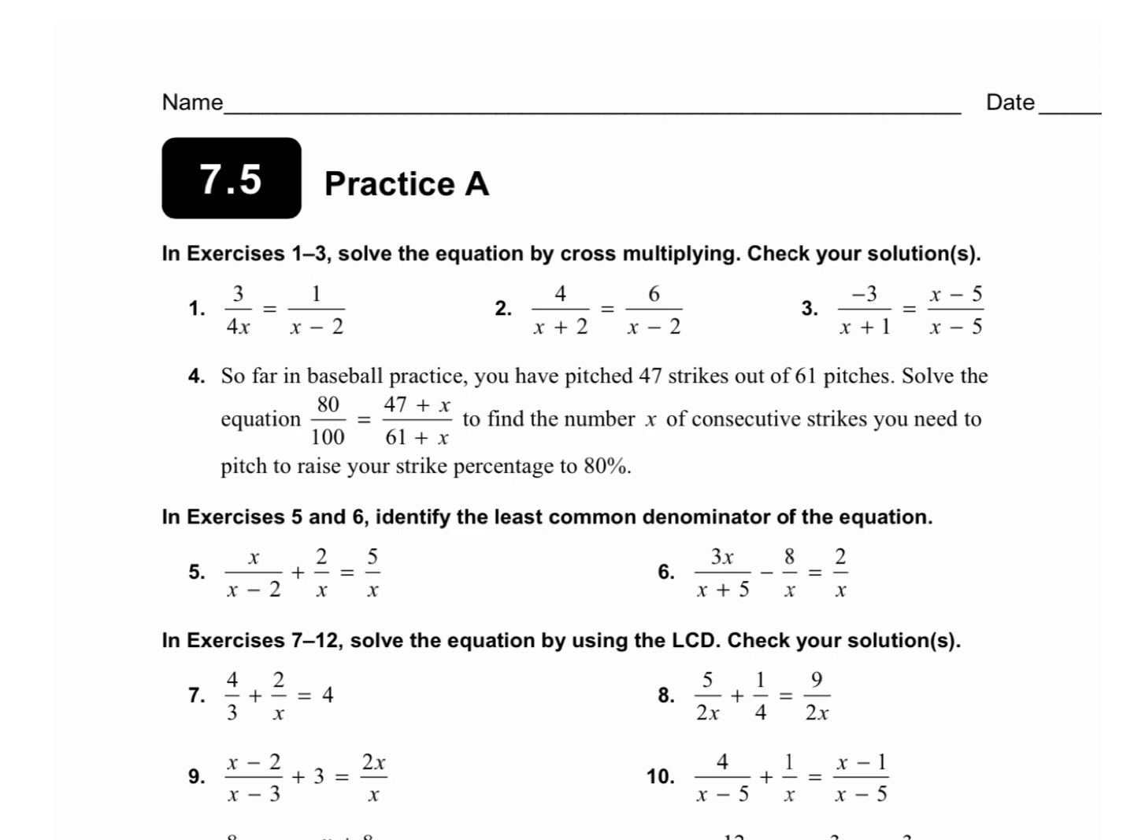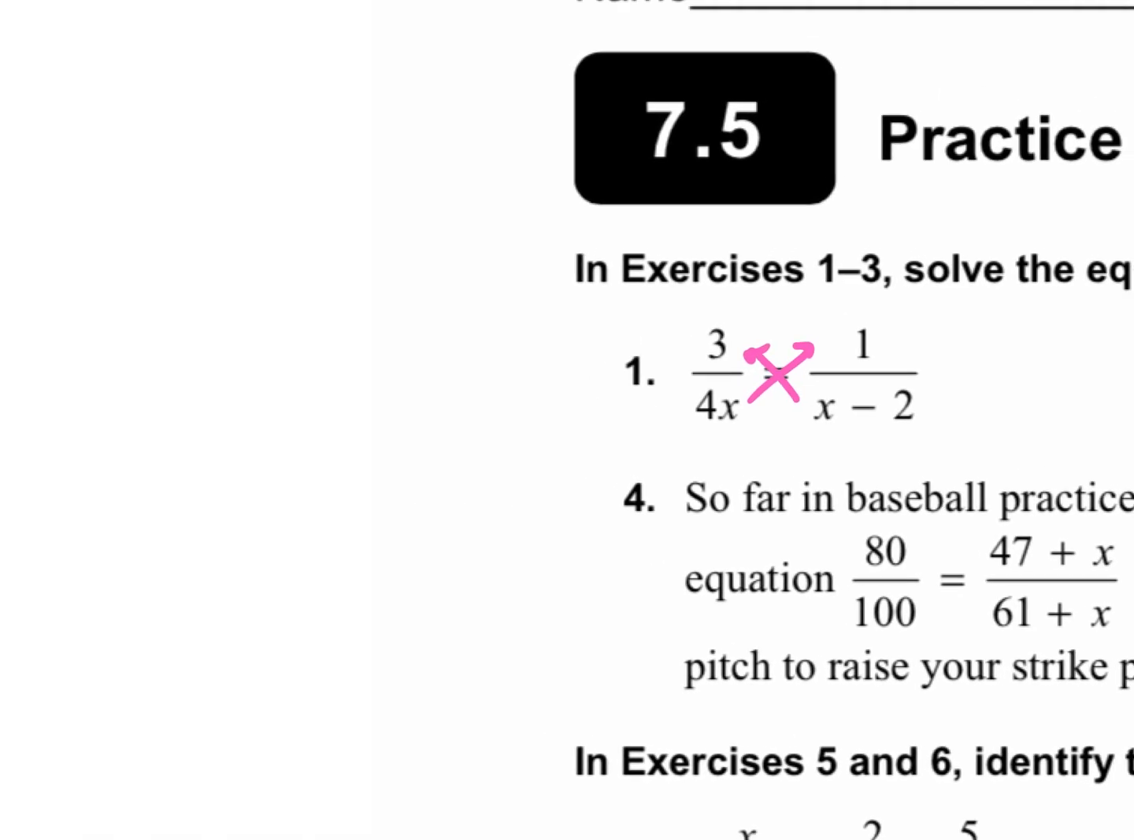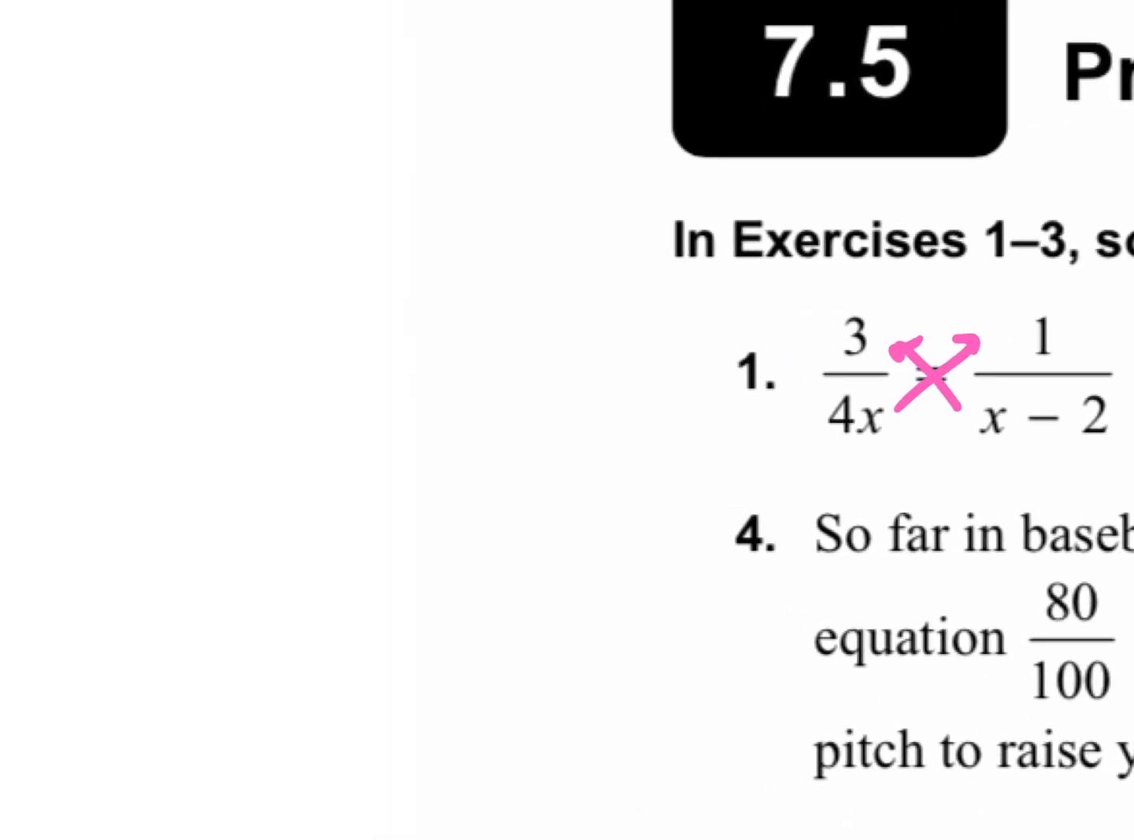So let's look at number 1. What would I need to do to solve number 1? How do we solve when we have a fraction equals a fraction? Cross multiply. Awesome. So when it's just one fraction equals another fraction, we're going to cross multiply. So this would be 3 times x minus 2. The equal sign just stays in the middle. 4x times 1.